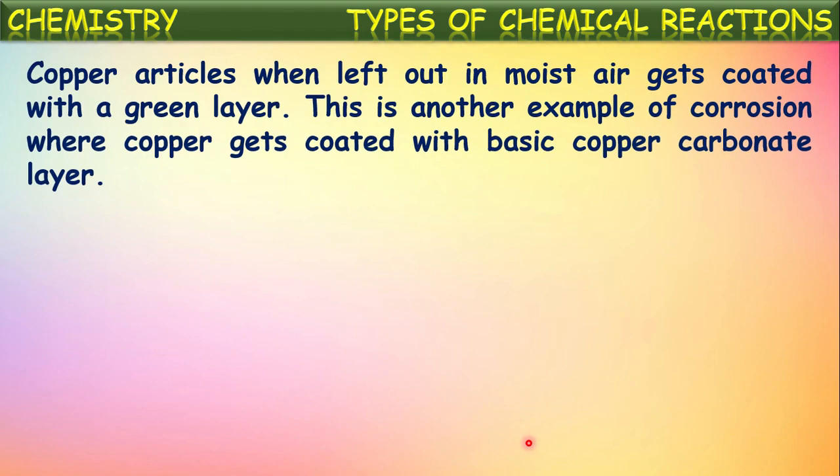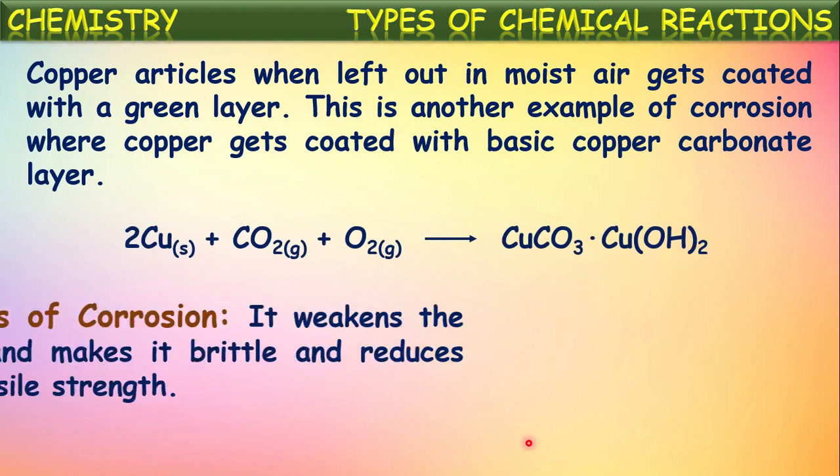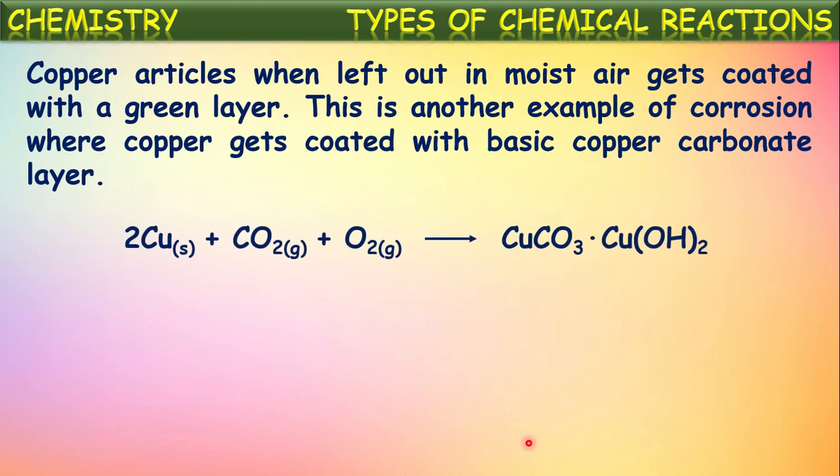Copper particles, when left out in moist air, get coated with a green layer. This is another example of corrosion where copper gets coated with basic copper carbonate. When copper particles are kept outside, they slowly react with atmospheric air and form copper carbonate. This appears as a green colored layer on the copper particles. So this is also one of the examples of oxidation of metals.